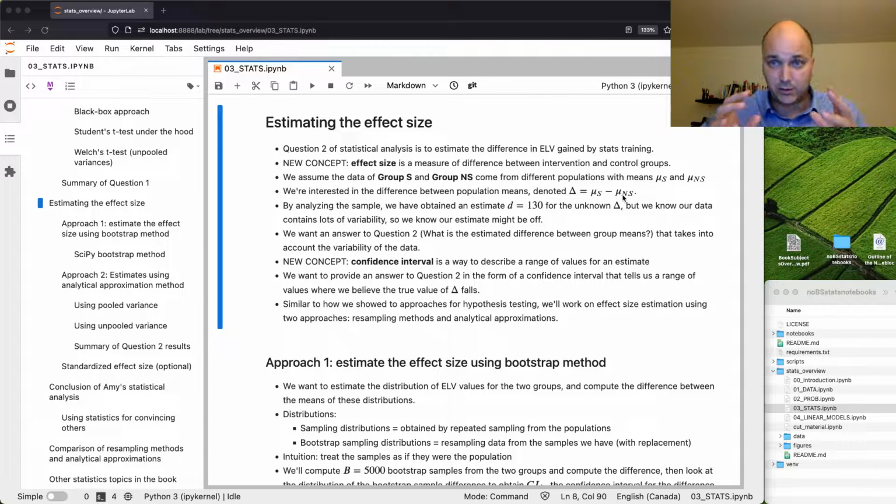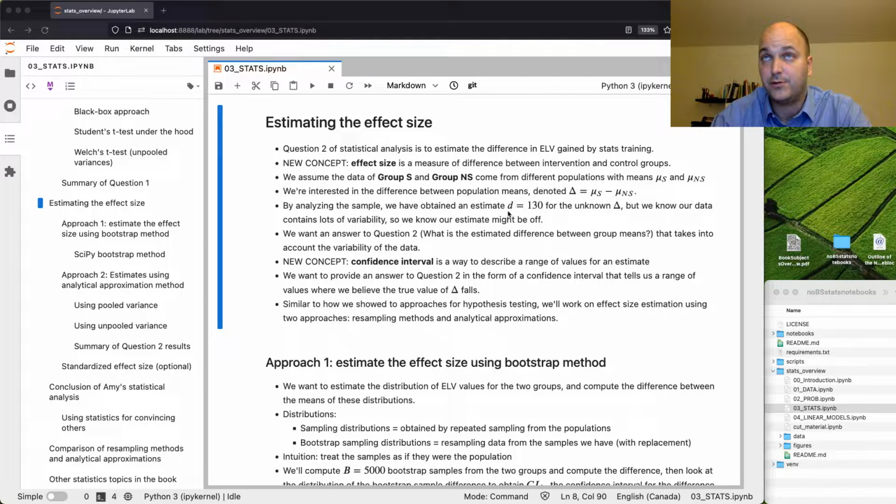What we're interested in knowing is the difference between these means. So we're going to use the capital Greek letter delta. These are the unknowns, the two populations, and we want an estimate of that.